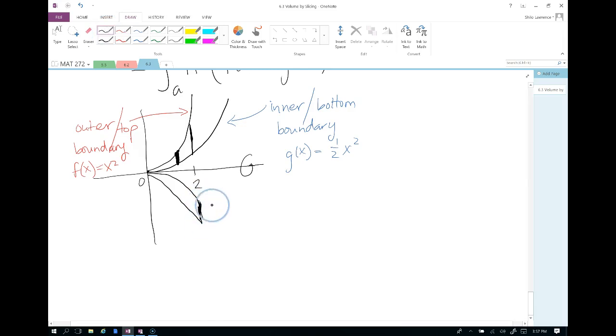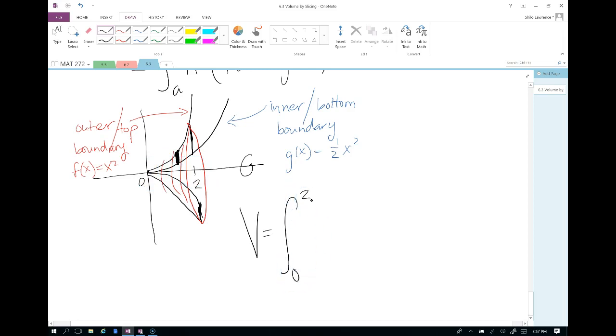We want our functions in terms of x. We're going to integrate with respect to x. And then we also want our limits of integration to be x values. So for our volume, we can see on the x-axis that the original region that we drew extends from 0 out to 2. So we're going to be integrating from 0 to 2.